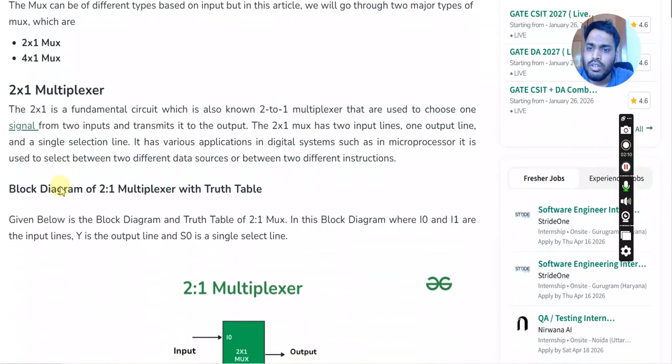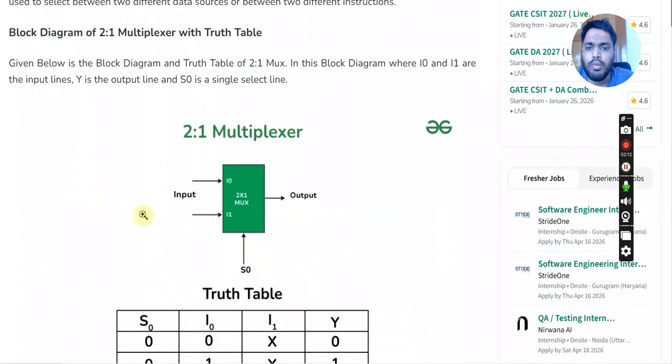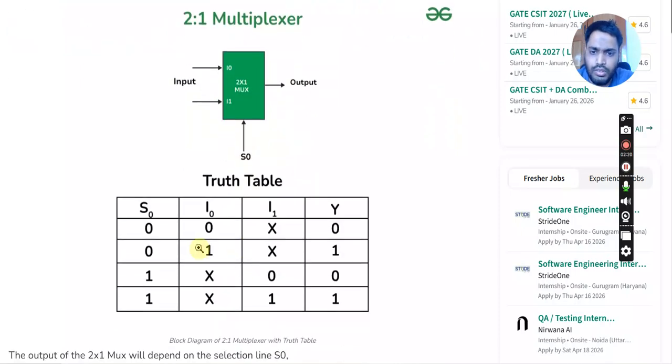Okay, so this is the example of a 2 is to 1 multiplexer, where I0, I1 are the two inputs. There is one select line which is called S0 and there is an output. So as there are two inputs, definitely there will be 4 different combinations: 0 0, 0 1, 1x and 1x. So what is this x? I will be telling you about that.